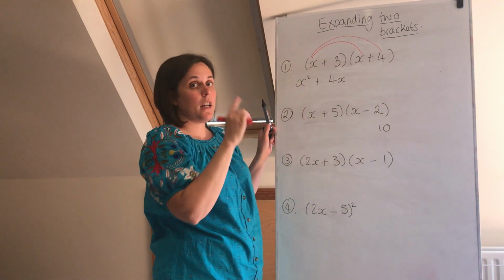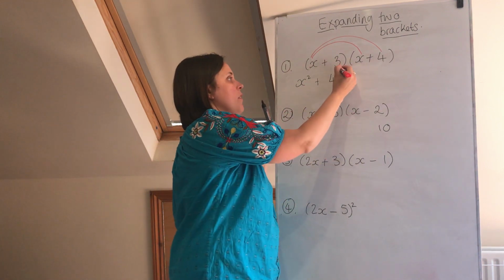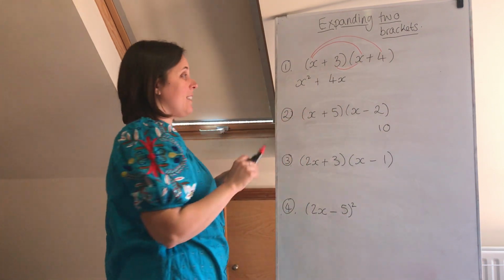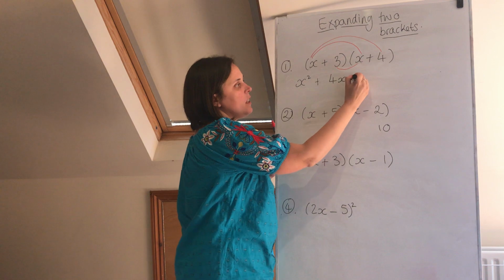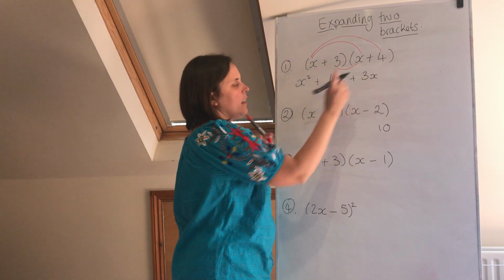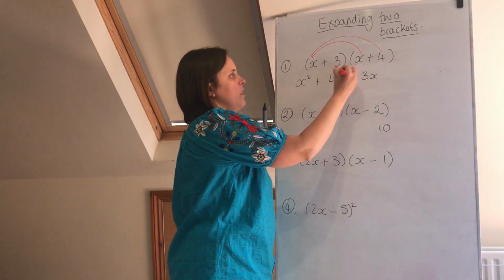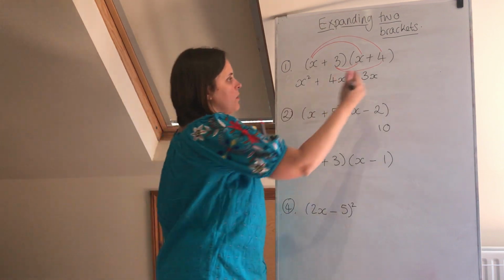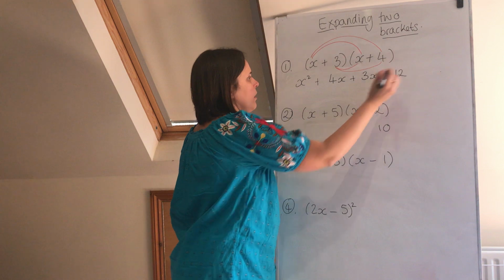Then we take the 3 and we repeat the process. So we multiply the 3 by everything in the second bracket. First of all, 3 times x is 3x. Again, everything's positive, so it becomes plus 3x. And then lastly, we just do 3 times 4. 3 times 4 is 12. Both of them are positive, so we end up with plus 12.